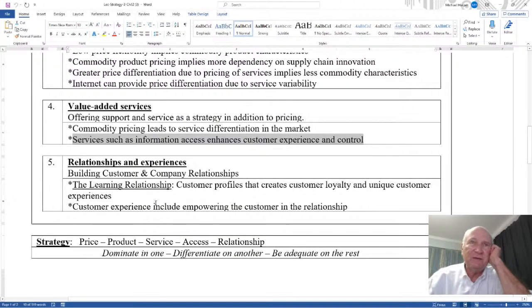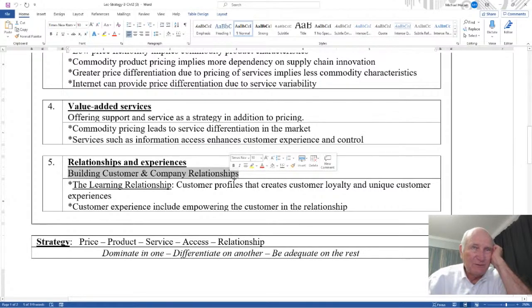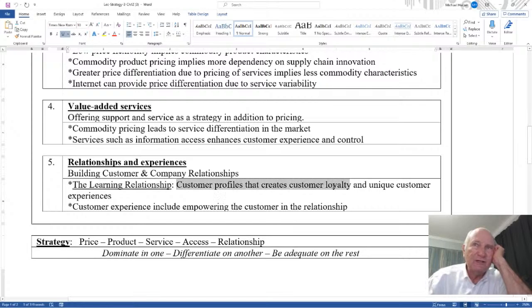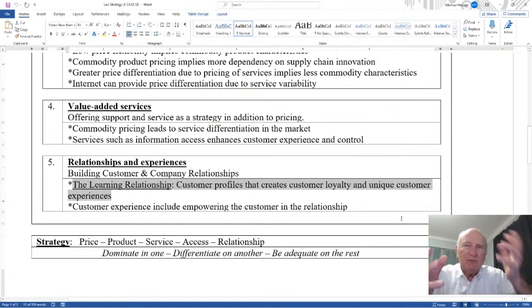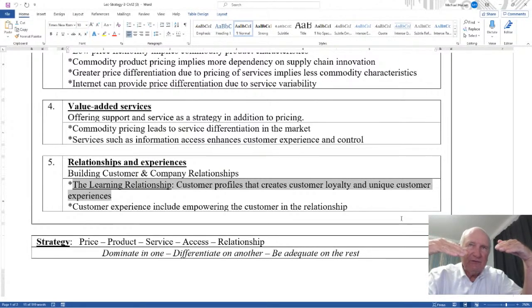Finally, relationship and experiences. Building customer and company relationships is part of the learning relationship. In other words, the learning relationship: customer profiles that create customer loyalty and unique customer experiences. The learning relationship is very interesting. It says, when a customer has a relationship with a company, this relationship should grow and they should learn. The company learns about the customer, the customer learns about the company, it grows.